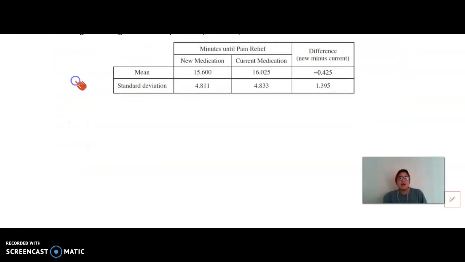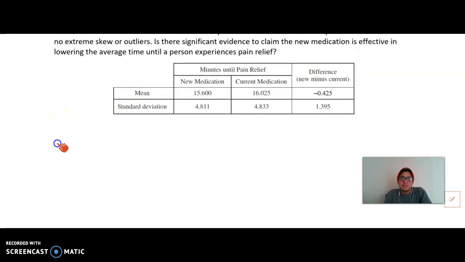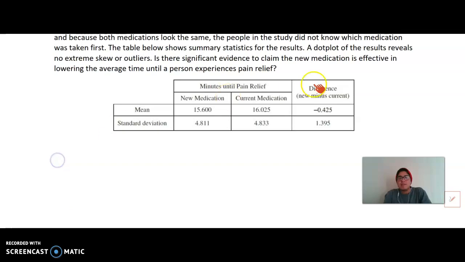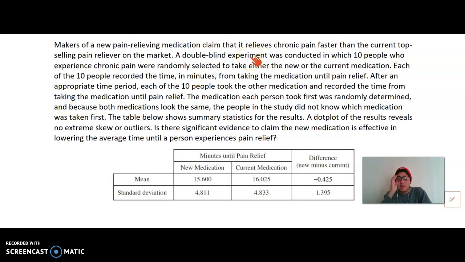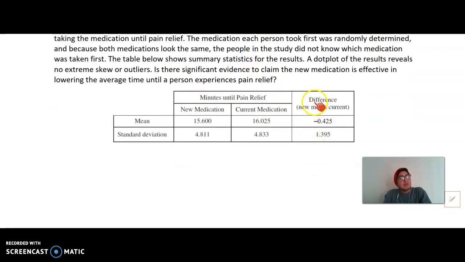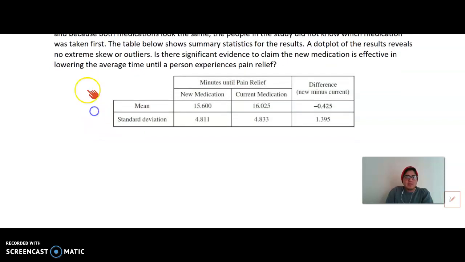Now, here, we're going to use the PHANTOMS model, or State, Plan, Do, Conclude, depending on your teacher and where you are at. But the difference has been defined. I'm told that there's no extreme skew. This definitely appears to be an experiment. One, it says experiment. But two, we can see that the person was randomly assigned the treatment, and then one person took both treatments. So this is definitely looking like a matched pairs style question. And lastly, we were given the difference here. So this will actually help us out. This pretty much gives us everything we need to be successful.